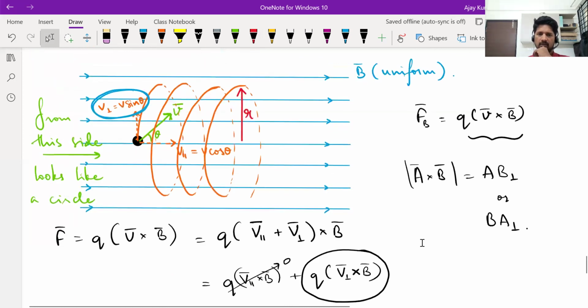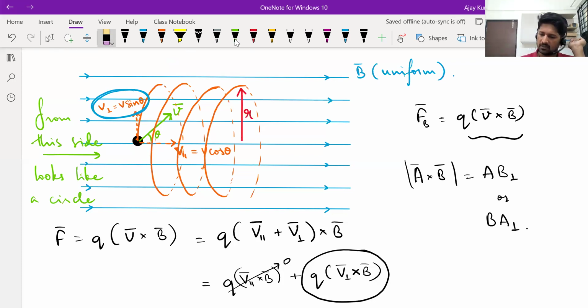Okay. And this v parallel that is there, it makes it go forward along the magnetic field. Now the v parallel will not be affected at all by the magnetic field because v parallel cross B becomes 0. So this v parallel remains constant. And if v parallel is constant, every time it completes one circle, it will move by the same distance in the forward direction.